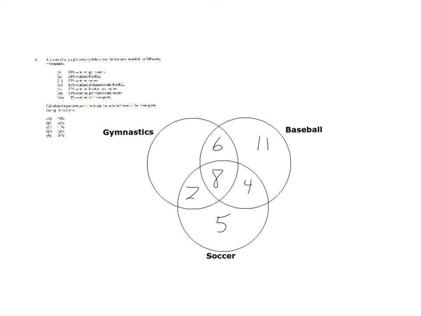28% watch gymnastics, and there's also 18% already in that circle. So that means there must be 10% in this portion of the circle. Now, a quick calculation will tell us that these all add up to 48%. 48% comprises those that watched at least one of these sports. Could be exactly one, it could be exactly 2, it could be all 3. 48% is the total of all of this.